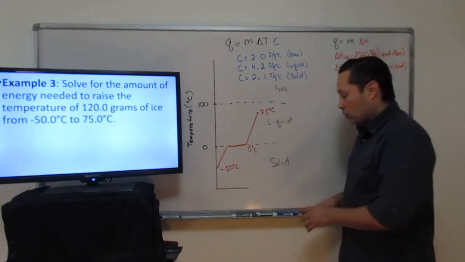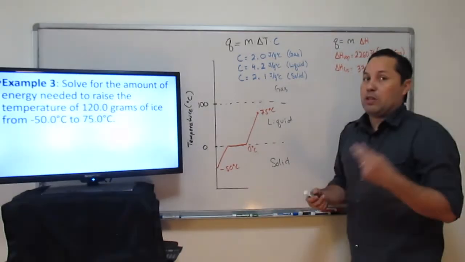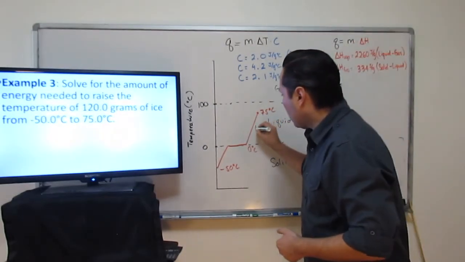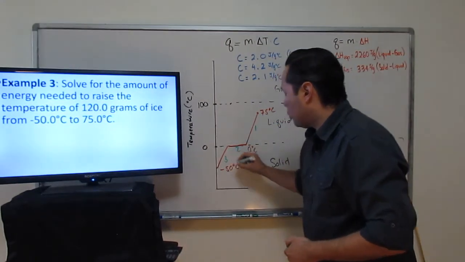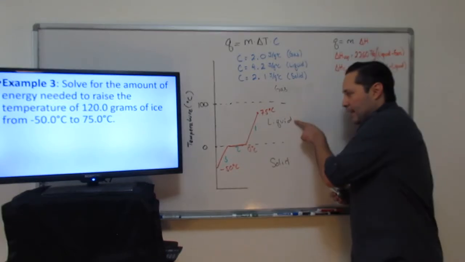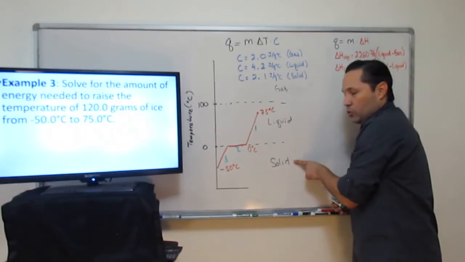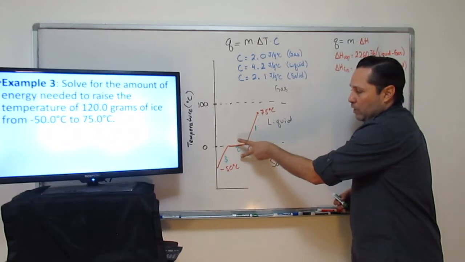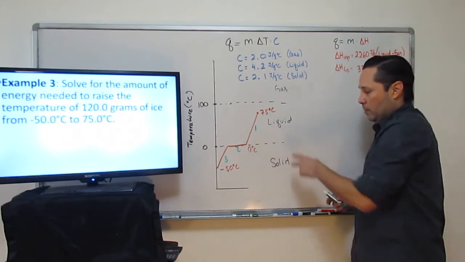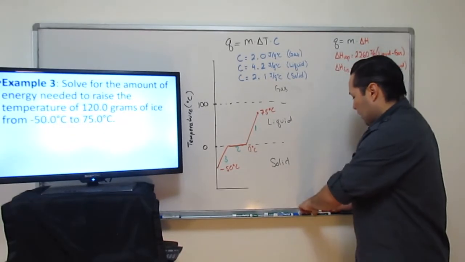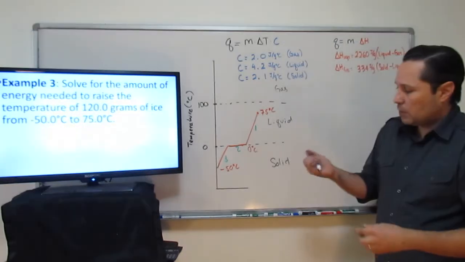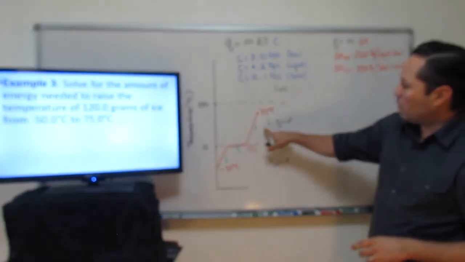All right, so there's 3 parts to this line, so therefore there's going to be 3 formulas. This was part 1, part 2, and part 3. Part 1's in the liquid section. Part 3 is also in the solid section, but line number 2 is in between solid and liquid. All right, so let's go ahead and begin solving. We're going to begin with line number 1.